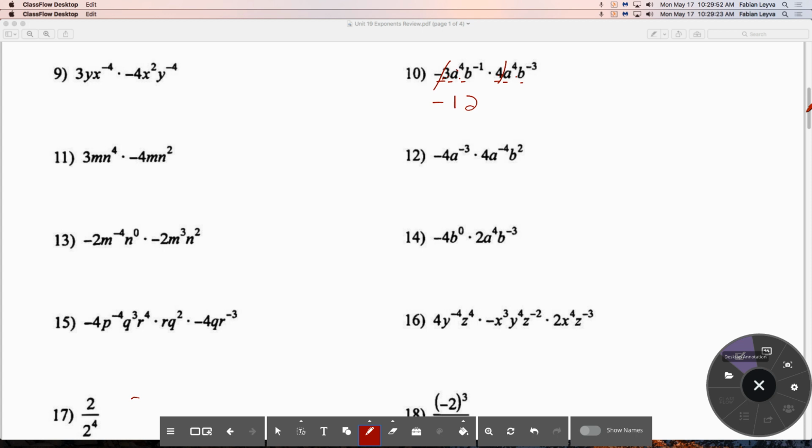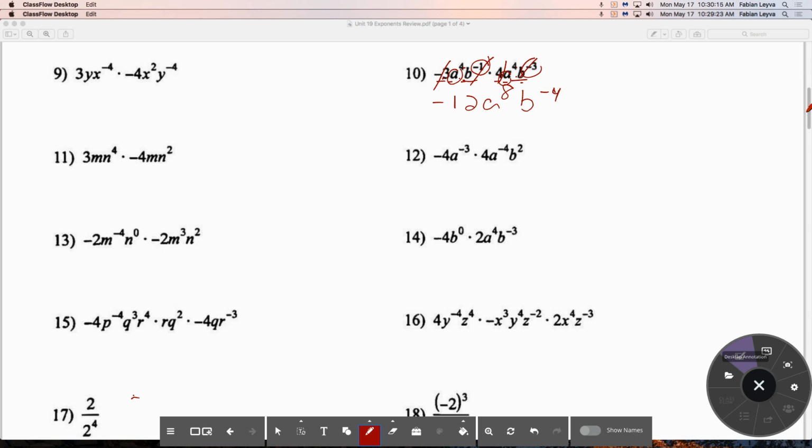Now notice that I have a base of a times another base of a. The base stays the same. I'm going to add their exponents. And 4 plus 4 is 8, so I know I'm going to end up with a positive 8. Now you can see here that I'm multiplying two like bases, so my base stays the same. I'm going to add its exponents. You can see here that it ends up with a -4. Because -1 plus a -3 is a -4.